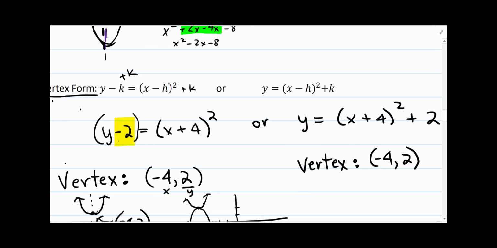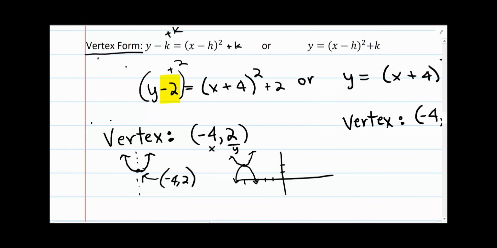So in the example problem, if I add 2 to both sides, and now notice, the 2 is no longer in parentheses with the y. So remember what we said about vertical shifts. We know right away that that plus 2, that's where you're going to go up 2 on the graph. That 2 is the y value. And still, the opposite of the negative 4, the opposite of 4 is negative 4. That will be the x value of the vertex.